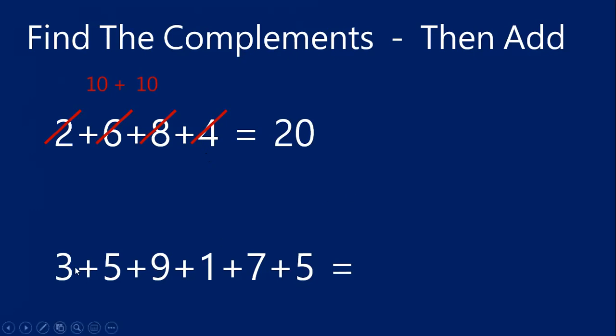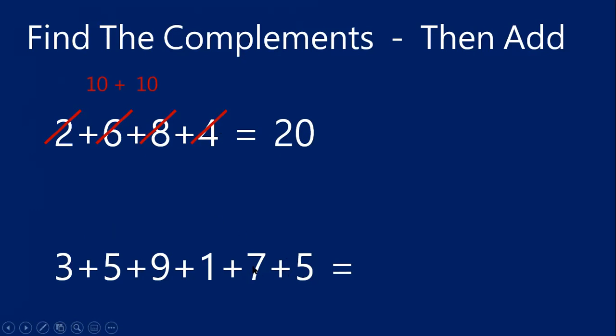Let's look at this equation. There are 6 numbers in this equation. Now, again, we're not going to add in order. We're not going to add 3 plus 5. We're going to look for those complements of 10 first. So let's start with our 3 and think, what is my complement of the number 3? What do I add to 3 to get 10?